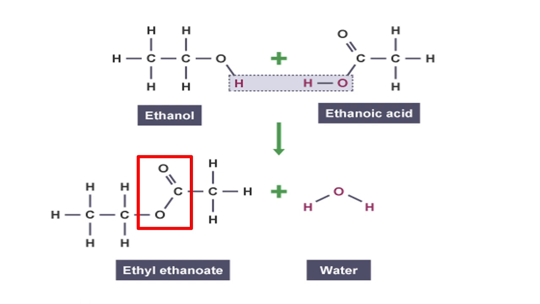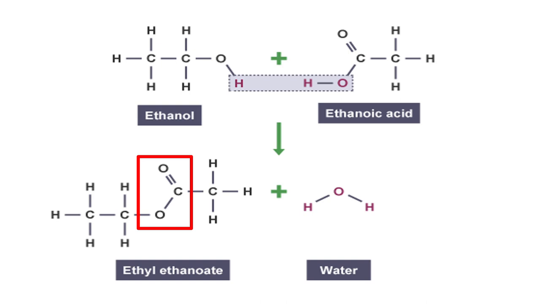The OH, H2O is removed. The OH comes from the ethanoic acid. The H comes from the alcohol, and it forms what we call an ester bond, COO: a C double bond O and a single bond O. That's called an ester bond.